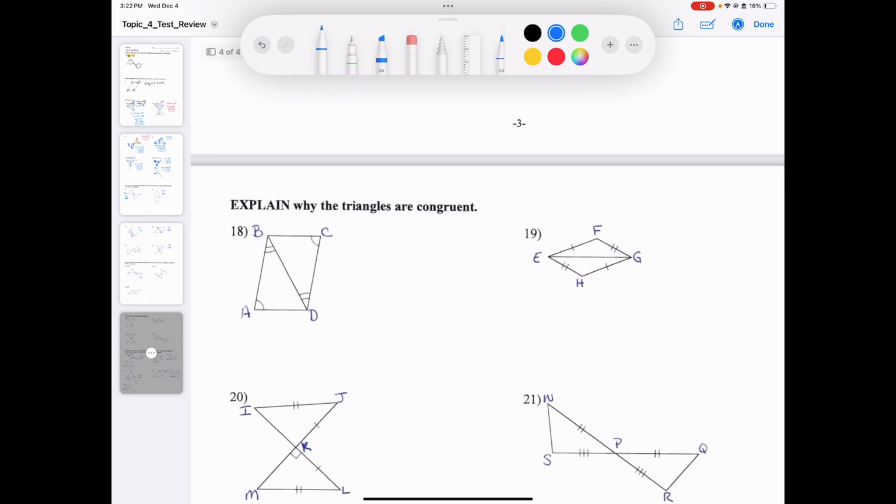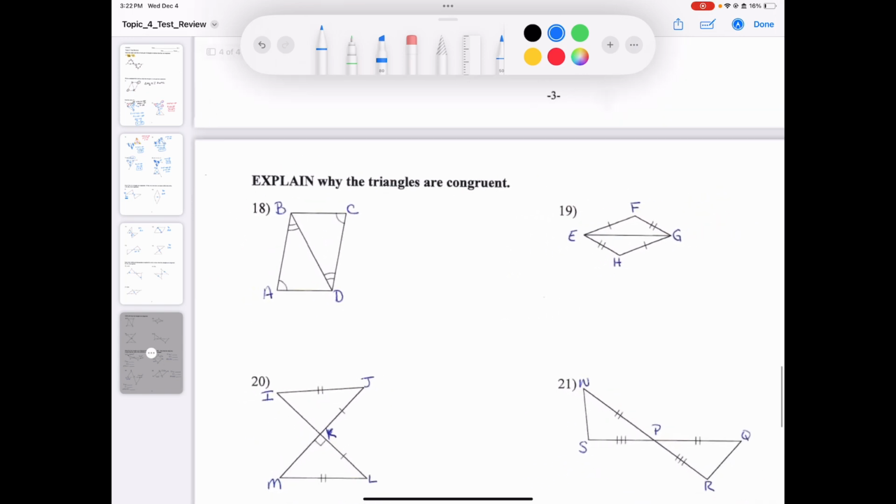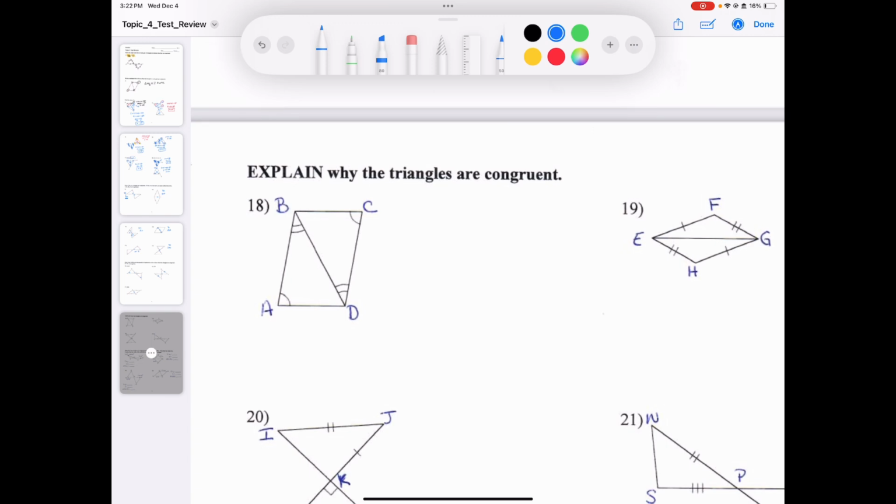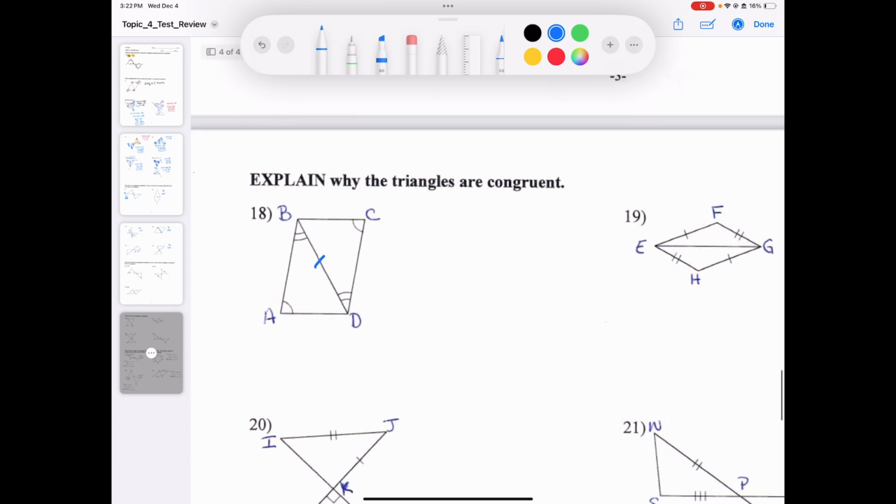Okay, back to explaining why they're congruent. So again, this is the yes and no. And then which one? So I can go ahead and mark the side that they share. I've got an angle, and a side. The side is not included, so it's angle, angle, side.